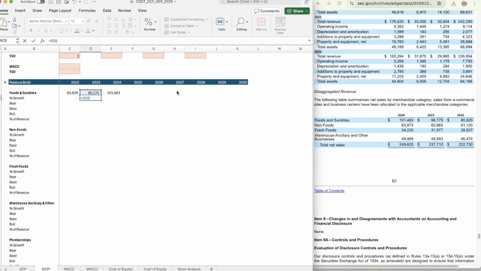To get the percentage growth, you take the year divided by the previous year minus 1, and you just have to format it into a percentage. You can just copy it over, and then it will automatically adjust for the correct numbers.